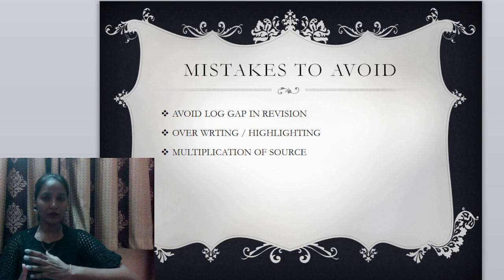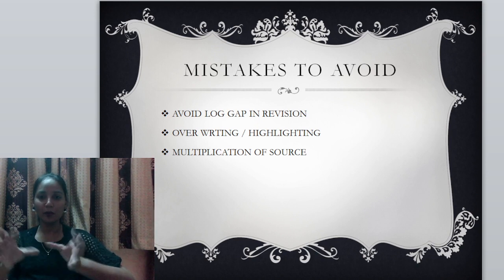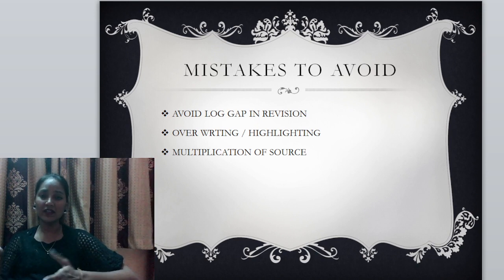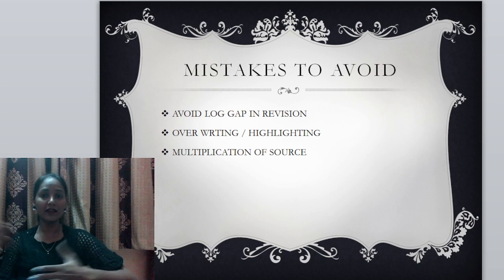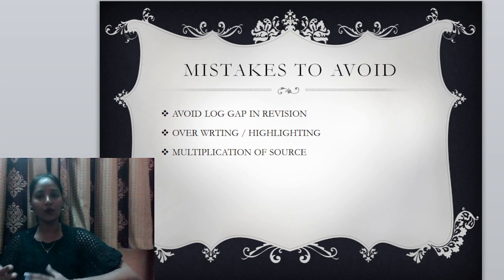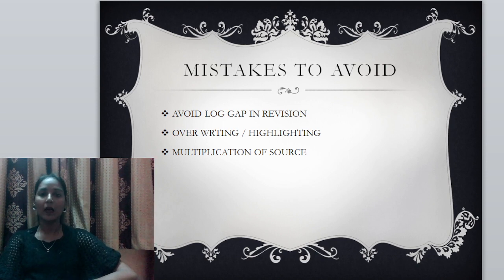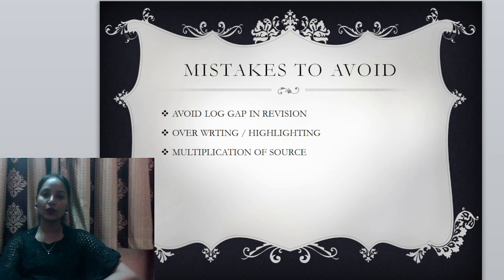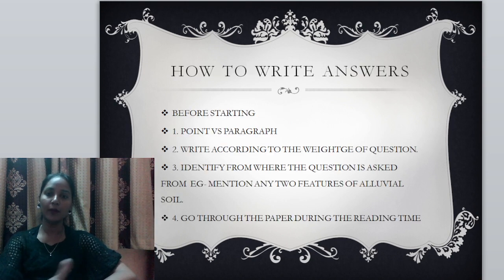But sometimes what happens is, you write so many things in that text, and afterwards when you open that text you don't understand what is written over there. So don't do that. Overwriting and over-highlighting you also have to avoid. And the next is multiplication of sources. You don't have to go for so many reference books, as I told you earlier also. So multiplication of sources you have to avoid. So these three things you have to avoid.